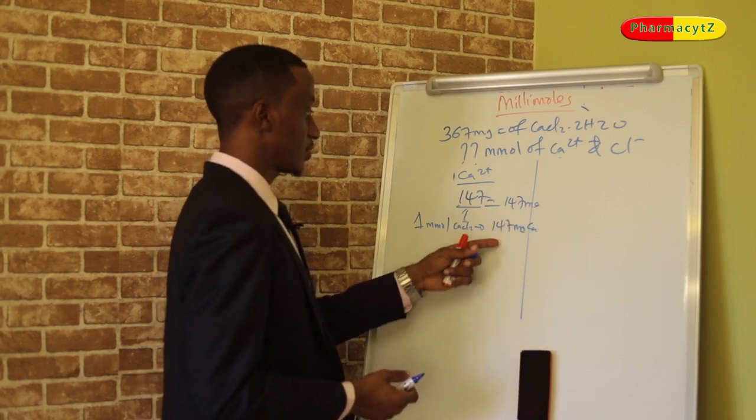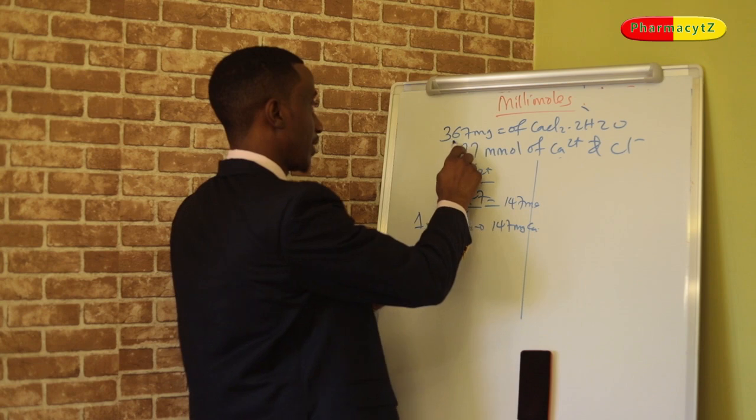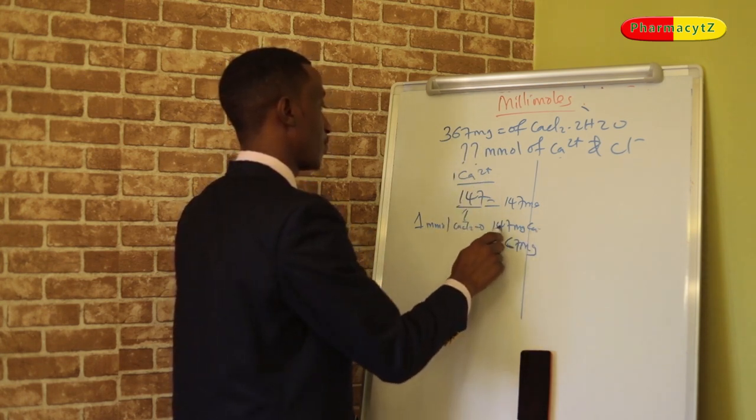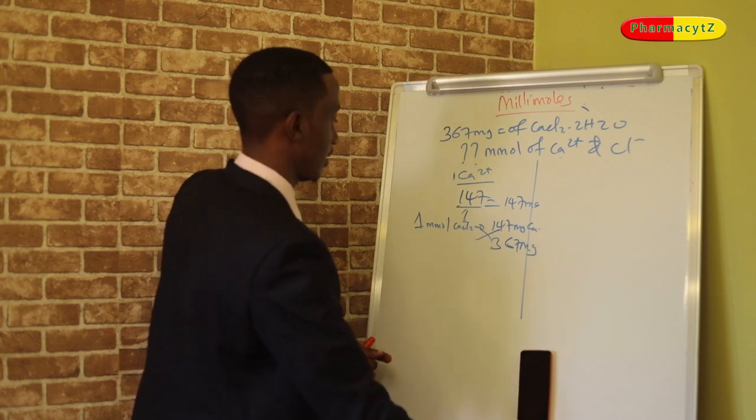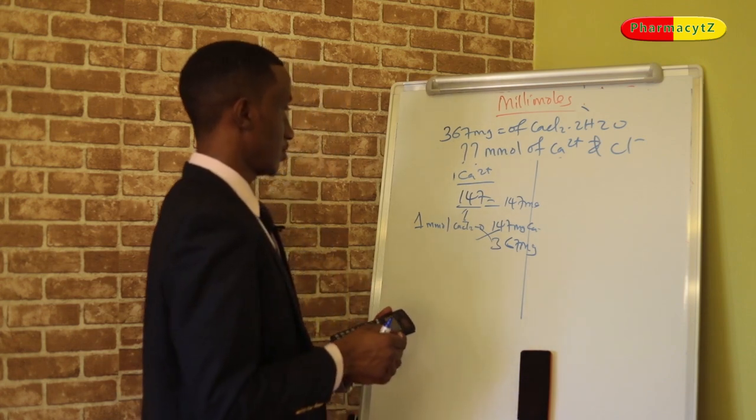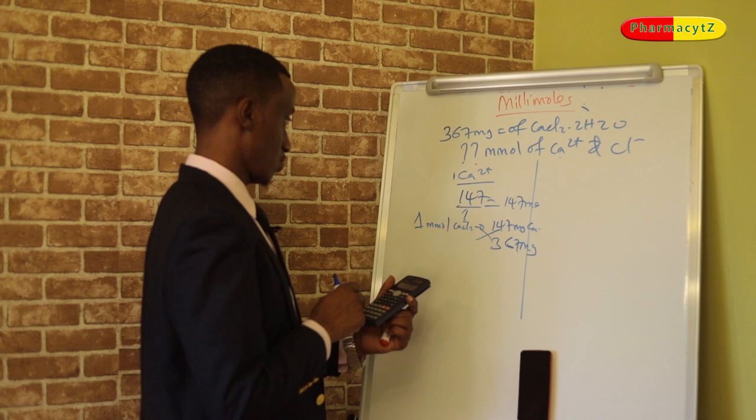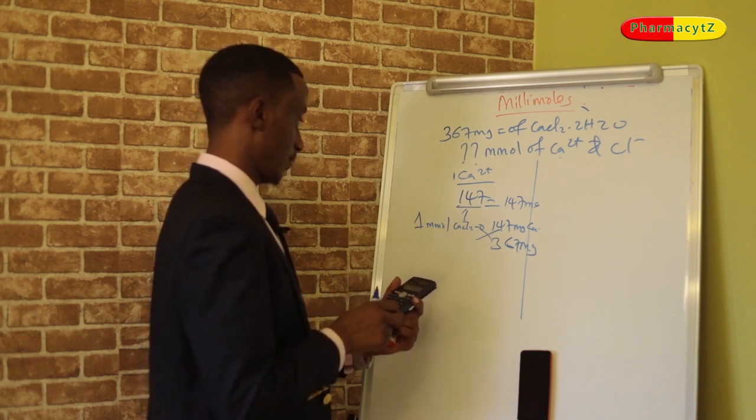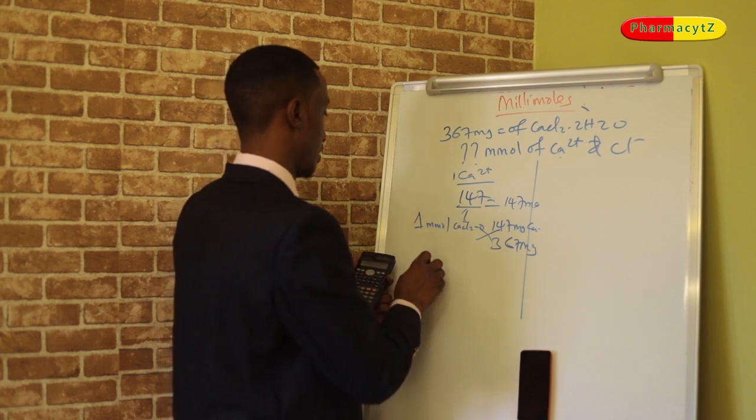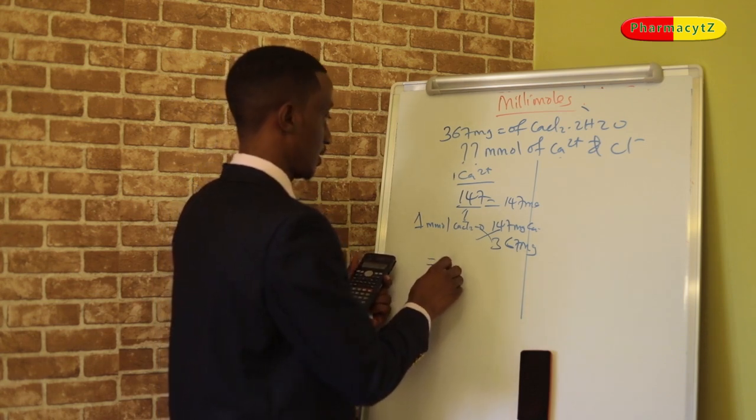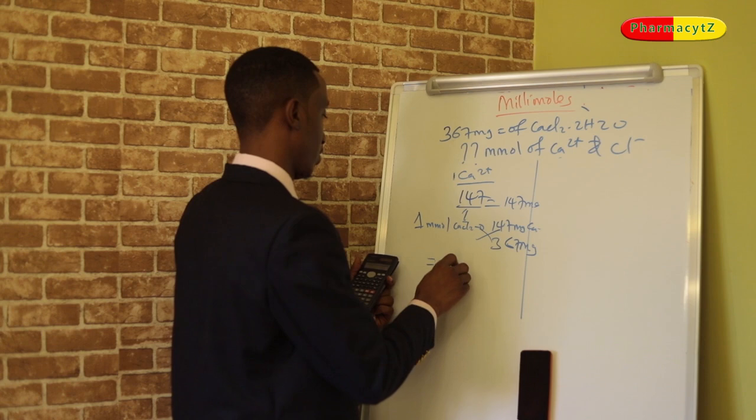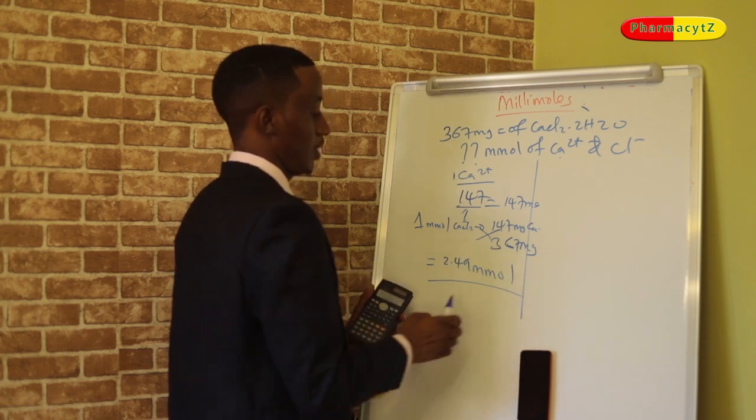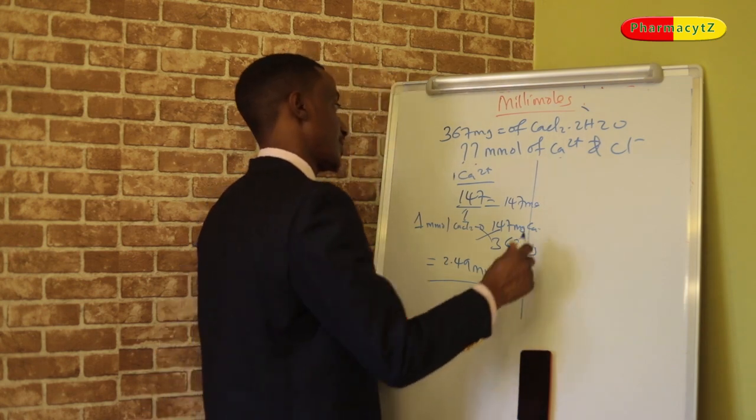So if that is so, 367 milligrams of calcium chloride will provide how many? It is like this: 367 divided by 147, which is 2.49 millimoles.